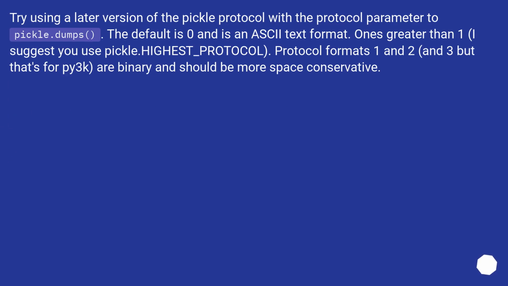Try using a later version of the pickle protocol with the protocol parameter to pickle.dumps. The default is 0 and is an ASCII text format. Protocols greater than 1 are binary. I suggest you use pickle.HIGHEST_PROTOCOL. Protocol formats 1, 2, and 3 are binary and should be more space conservative.